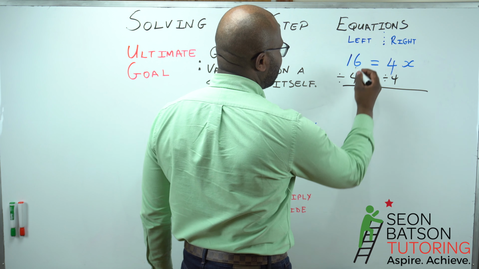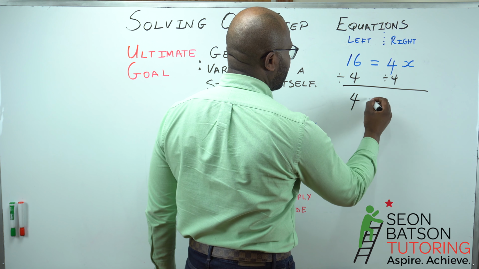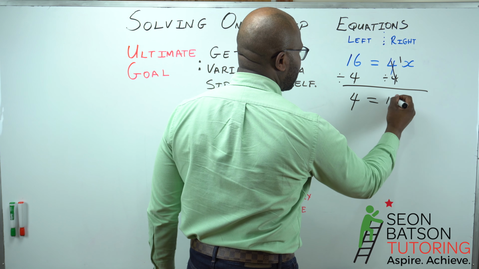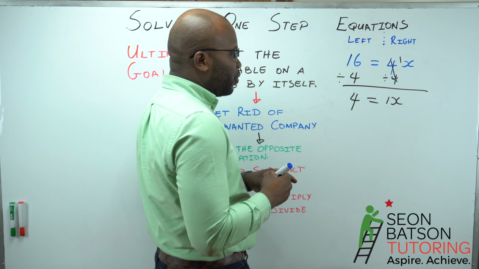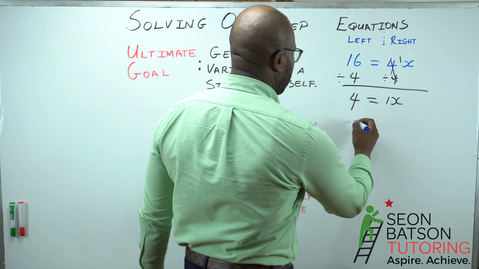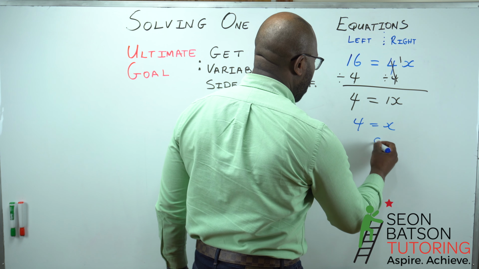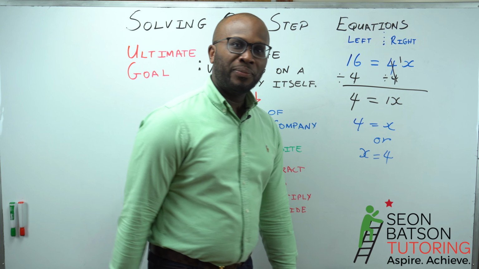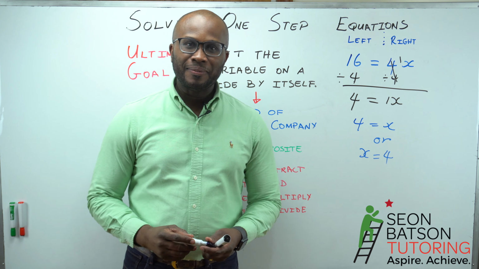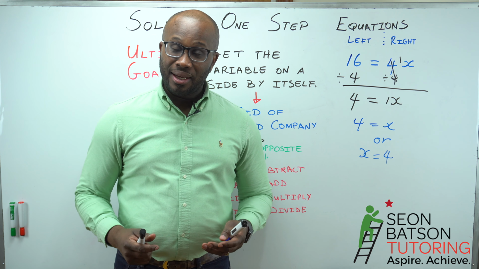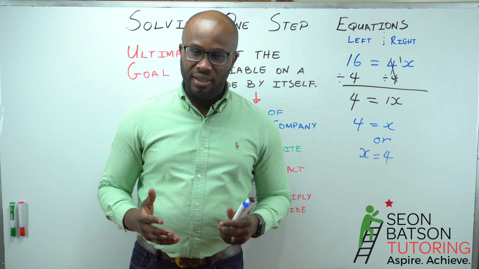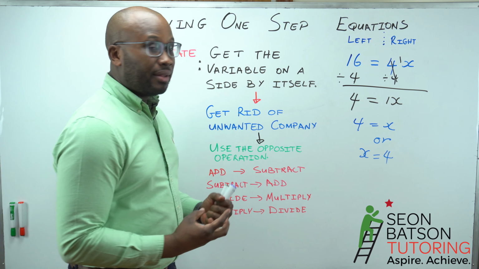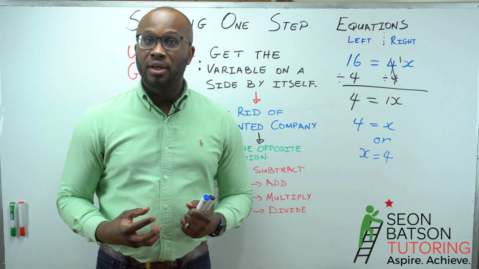So if we divide, 16 divided by 4 is 4. 4 divided by 4 is 1. So we're left with 1x. And we know that 1x is the same as x. So 4 is equal to x, or x is equal to 4. Get the idea? Get the concept? Very good. I really hope you guys grasp this concept really good.